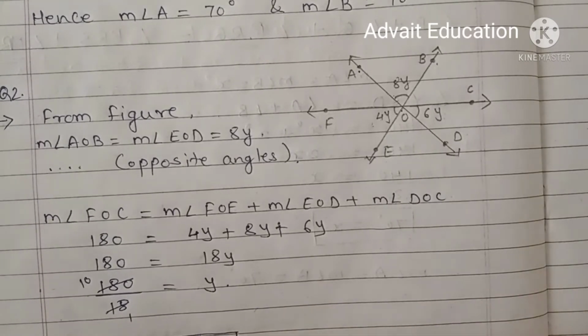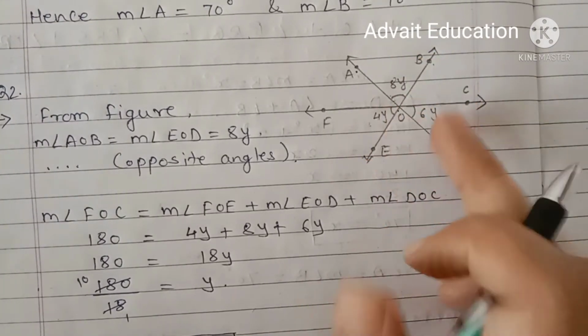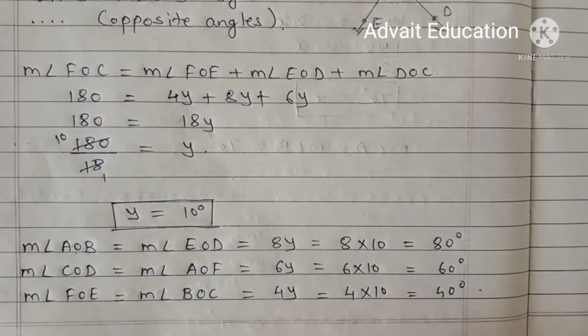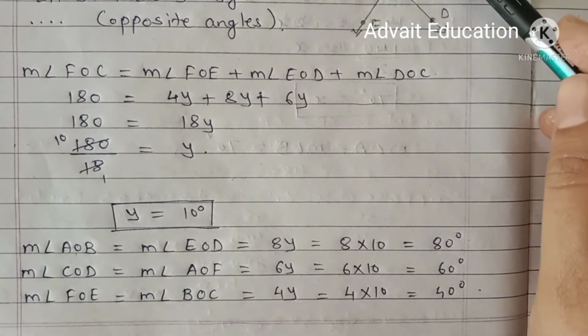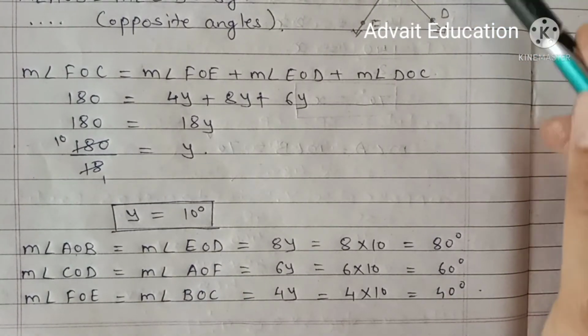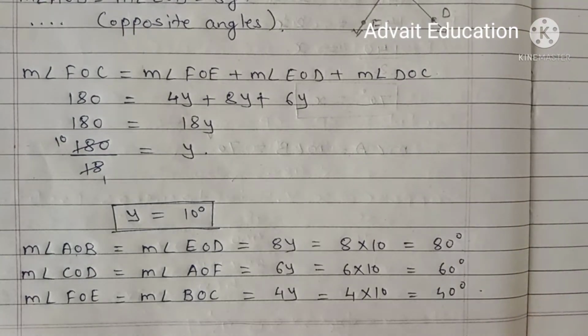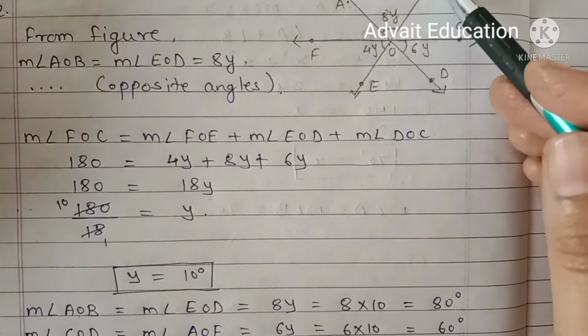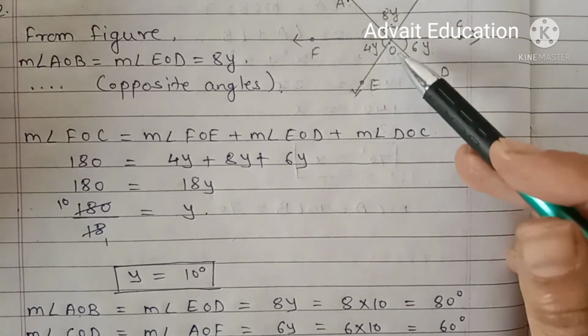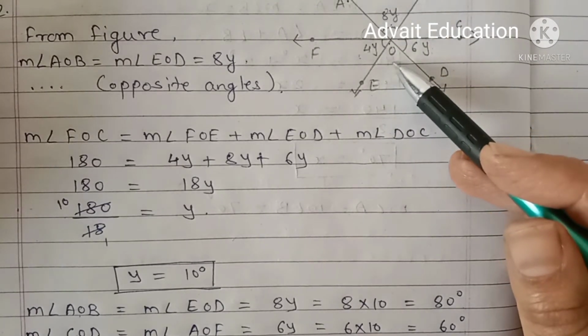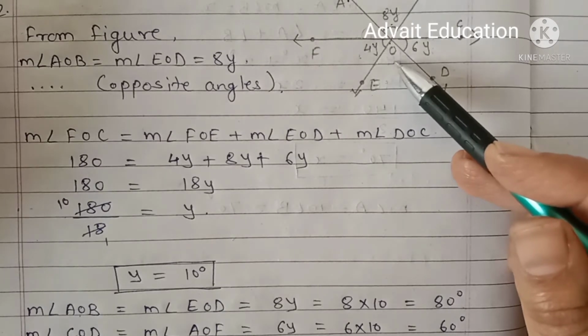Now you can put the value of y in 8y, 4y and 6y. Angle AOB is equal to angle EOD, opposite angles, 8y. Means this angle is also 8y, 8 into 10. Answer is 80 degree.